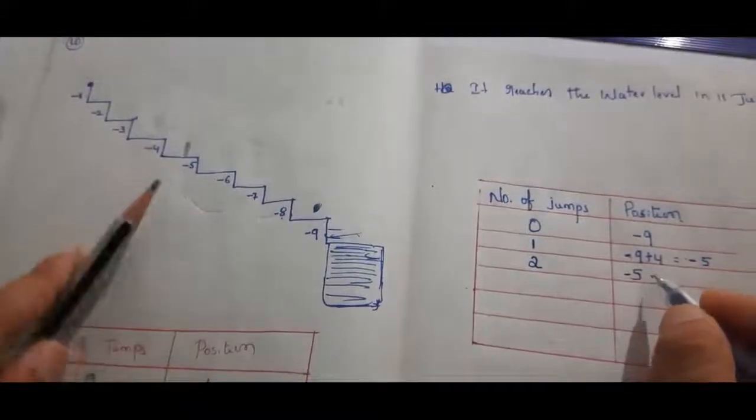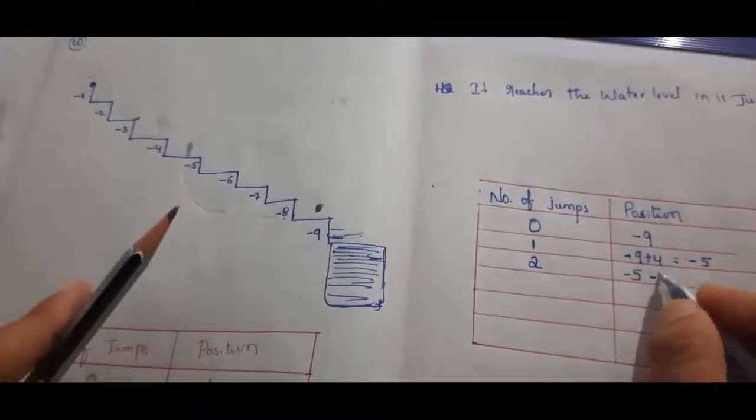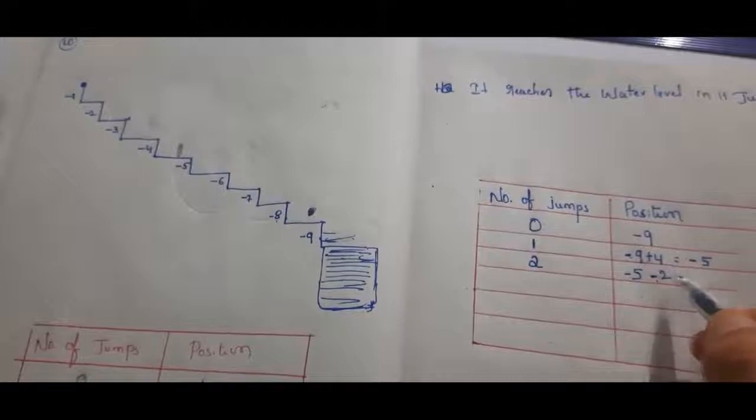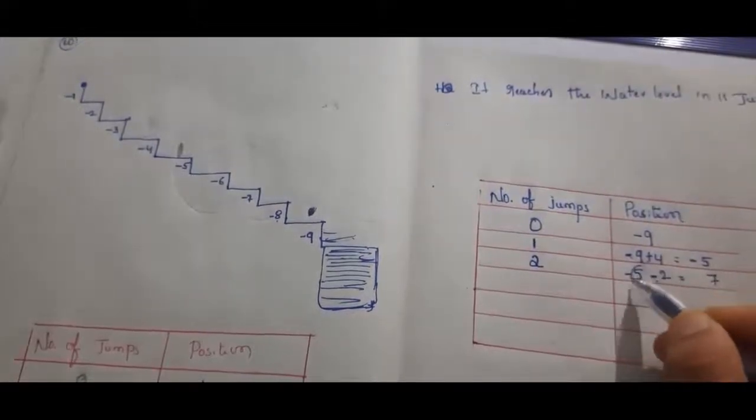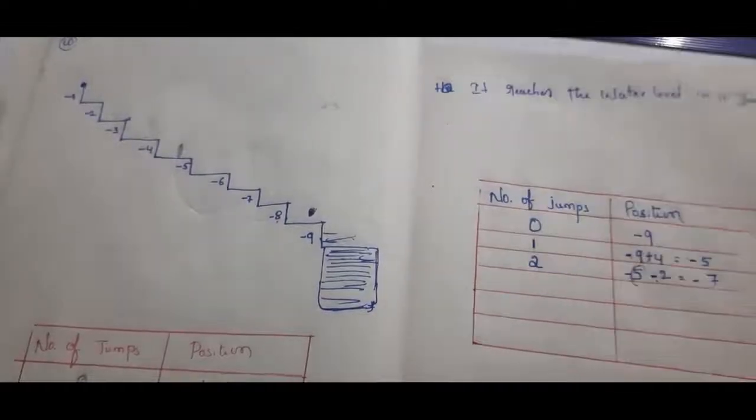That is, down means what here? Minus 2. Minus into minus, plus. 5 minus 5 plus 2, 7. Which number is greater? 5. Which sign does it have to take? Minus. Minus 7.